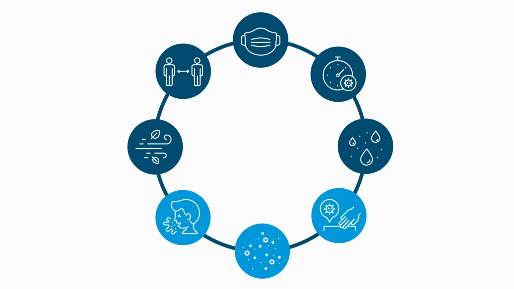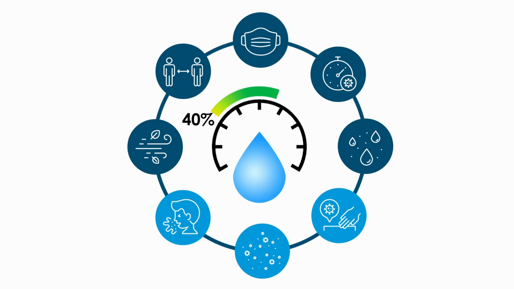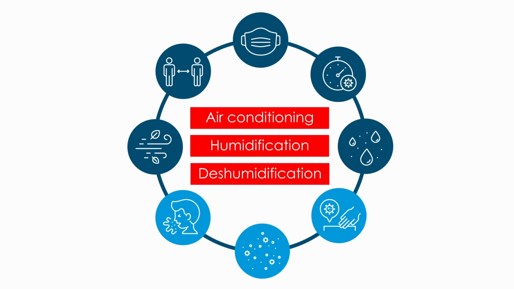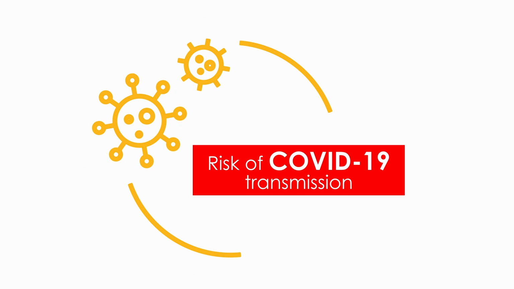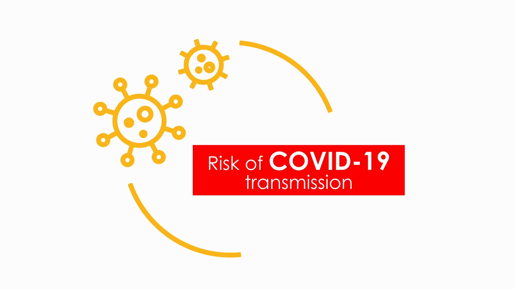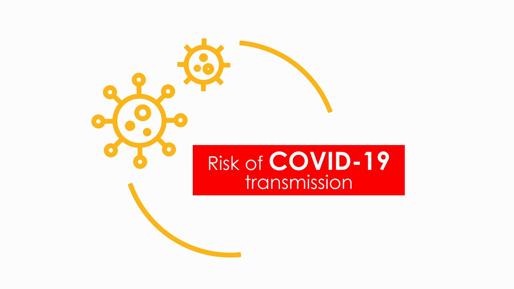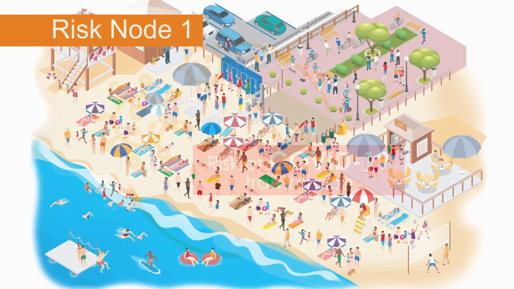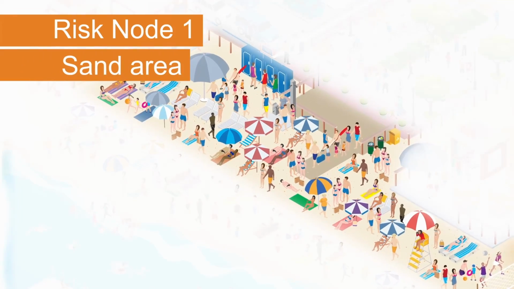With regards to relative humidity, this should be kept between 40 and 60% in all instances by using air conditioning, humidification, and dehumidification systems. Let us now look at these high-risk situations of COVID-19 transmission and the recommended preventive measures in each case. Risk Node 1, Sand Area.